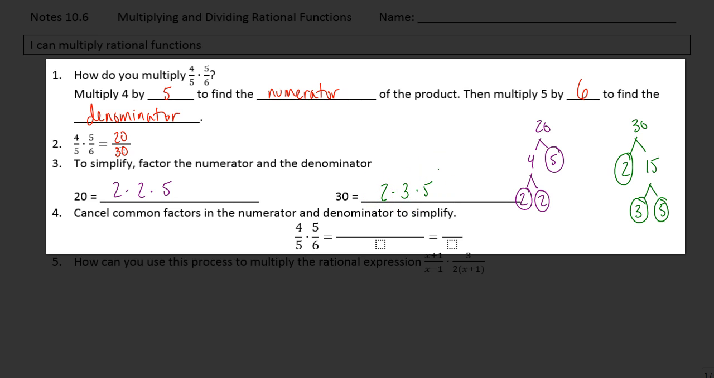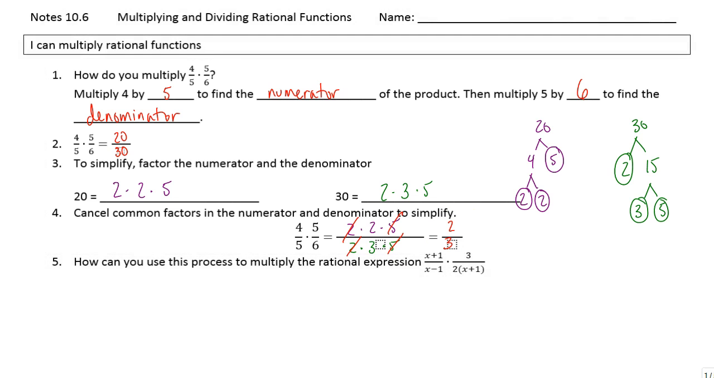Meaning that if I multiplied 2 times 3 times 5, I'd get 30, just like 2 times 2 times 5 would give me 20. So if I wrote the numerator and denominator as their prime factors of 2 times 2 times 5 and 2 times 3 times 5, I could then cancel out any common factors between the numerator and the denominator. So the 2's would cancel out, the 5's would cancel out, leaving me with 2/3 as my answer.